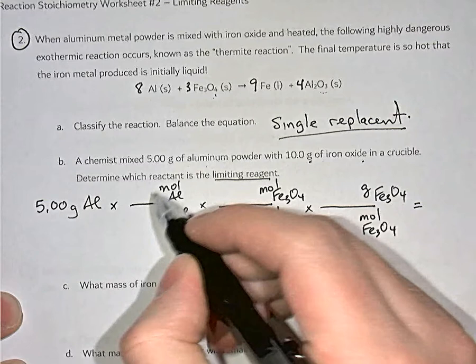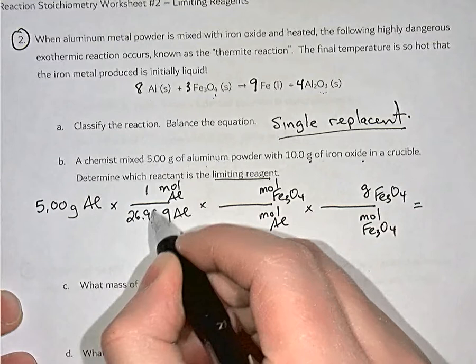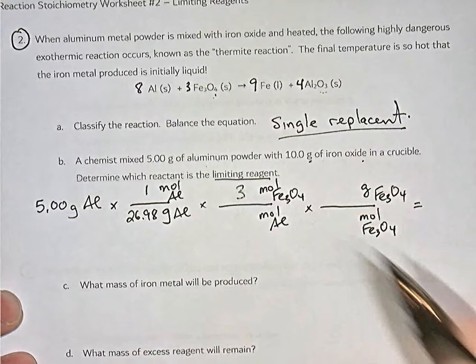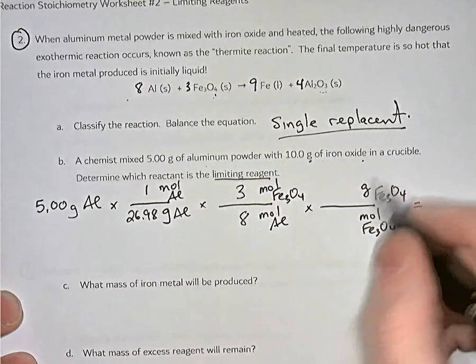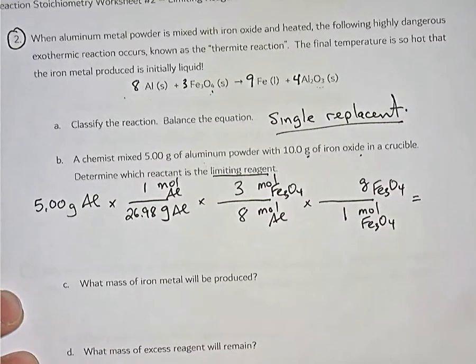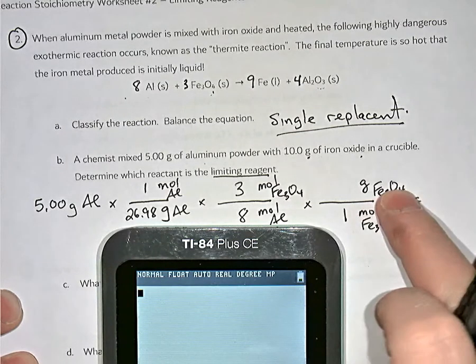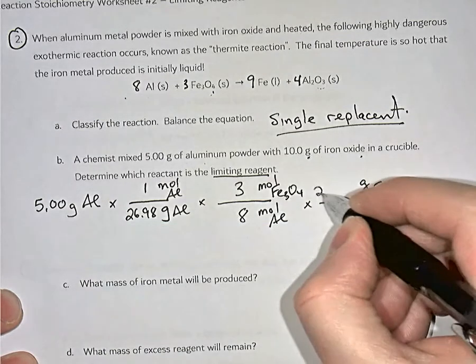So using a periodic table, 1 mole of aluminum has a molar mass of 26.98 grams. The iron oxide from the balanced equation, 3 moles, will react with 8 moles of aluminum. And then the molar mass of the iron oxide, 1 mole, I'm going to calculate that with a periodic table. We have 3 irons and 4 oxygens, so 3 times 55.85, the molar mass of iron, plus 4 times 16, the molar mass of oxygen, 231.55 grams.